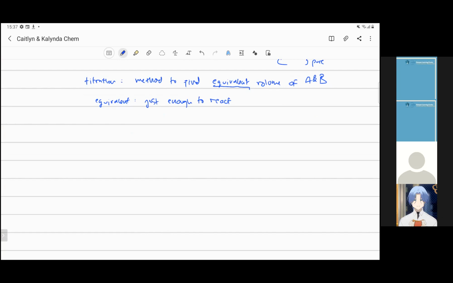Okay. How to do that? Now, I'm going to make the steps simple. Step 1: do titration to find the correct ratio of A and B. And the second, we mix A plus B with the correct ratio.